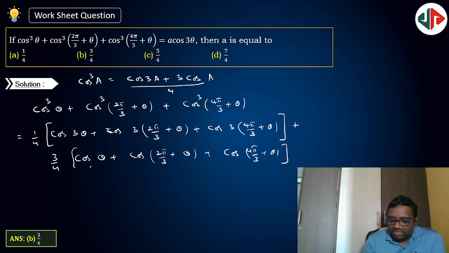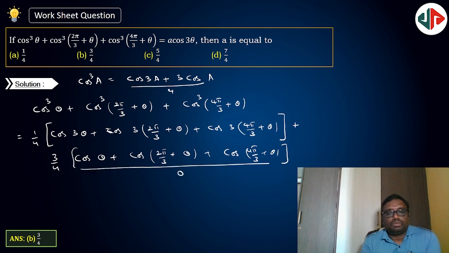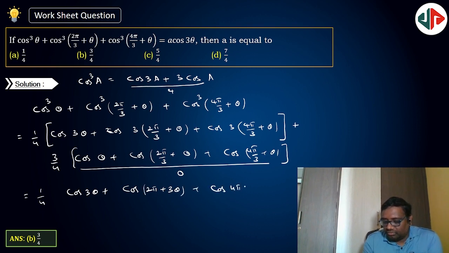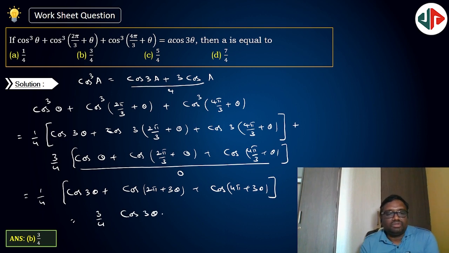But we know that this value is always equal to 0. Cos theta plus cos (120 plus theta) plus cos (240 plus theta) is always equal to 0. So this value becomes 0. Then 1 by 4 times of this is cos 3 theta plus cos of (2 pi plus 3 theta) plus cos of (4 pi plus 3 theta). So it is nothing but 3 times of cos 3 theta only, so 3 by 4 times of cos 3 theta. So your answer is P.